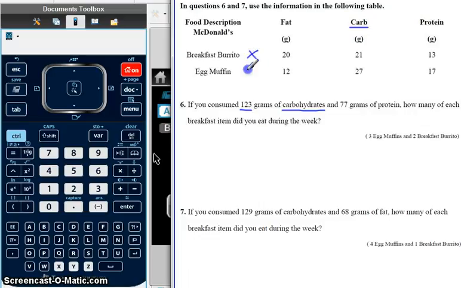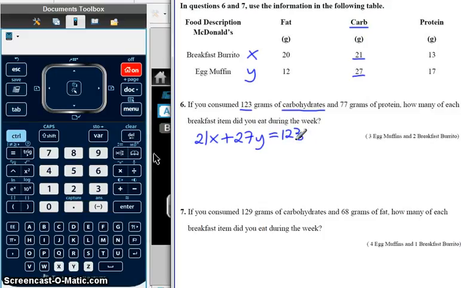a variable. So if we call this breakfast burrito X and the egg muffin Y, we can form an equation here. So for the carbs we have 21 carbs for every breakfast burrito, so 21x we could say, plus we might be eating some egg muffins, in which case we have 27 carbs for every egg muffin.